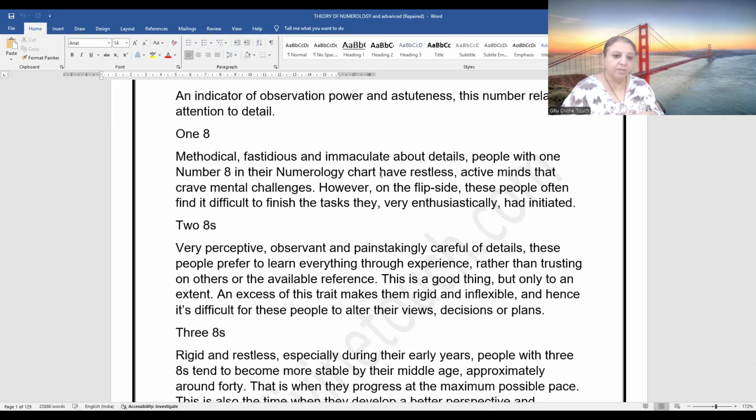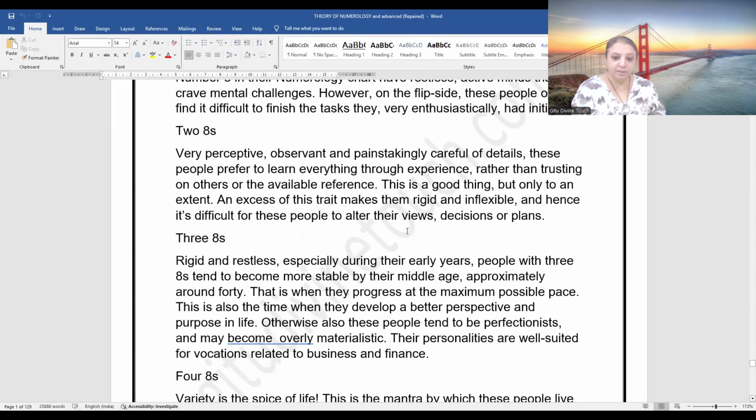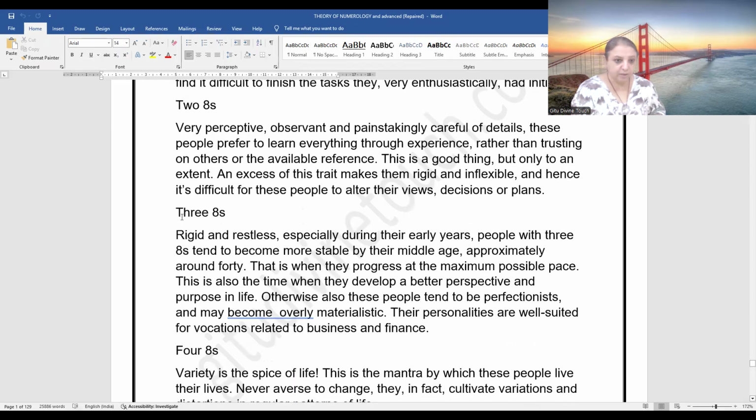Two 8s: very perceptive, observant, and painstakingly careful of details. These people prefer to learn everything through experience rather than trusting others or the available reference. This is a good thing, but only to an extent. An excess of this trait makes them rigid, inflexible, and hence it's difficult for these people to alter their views, decisions, or plans.